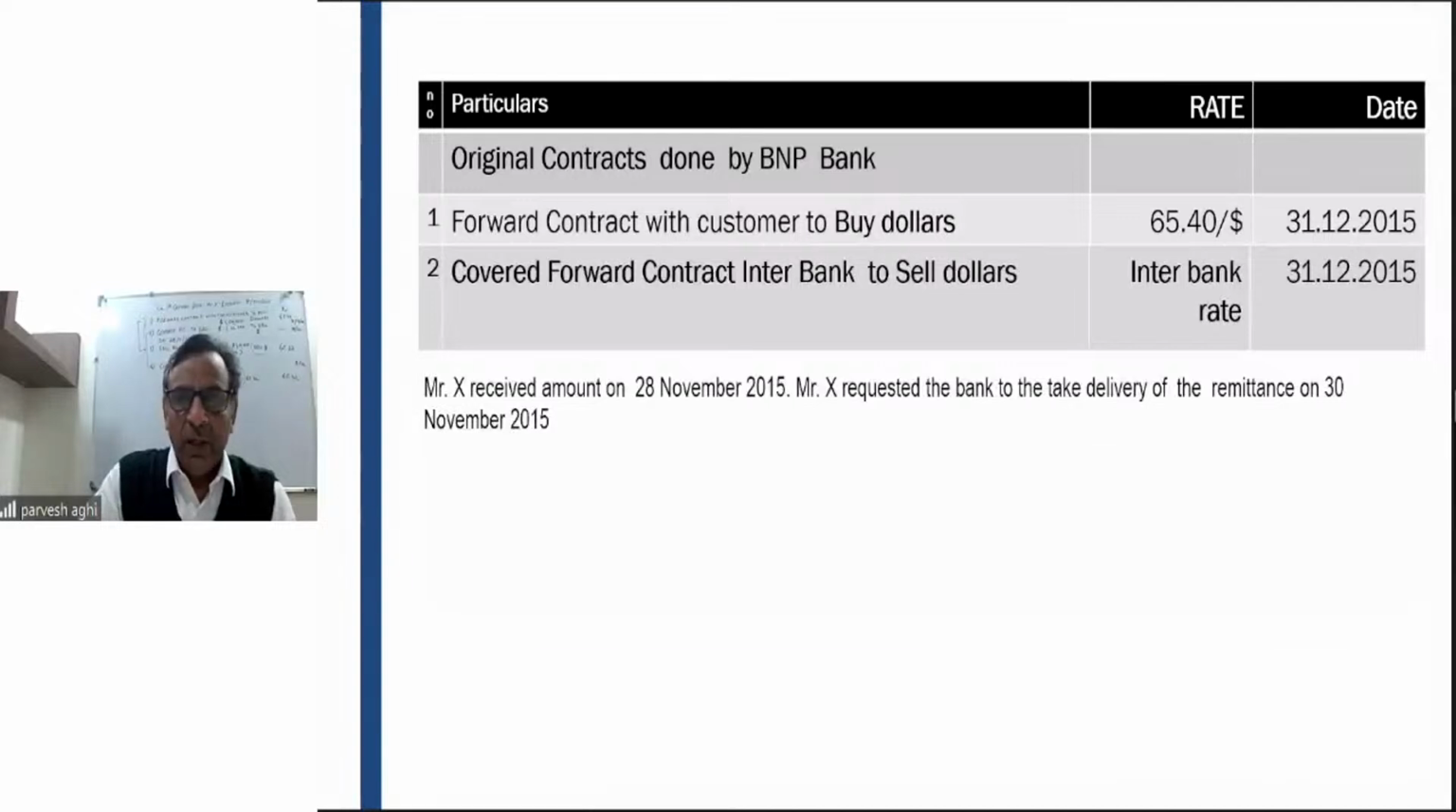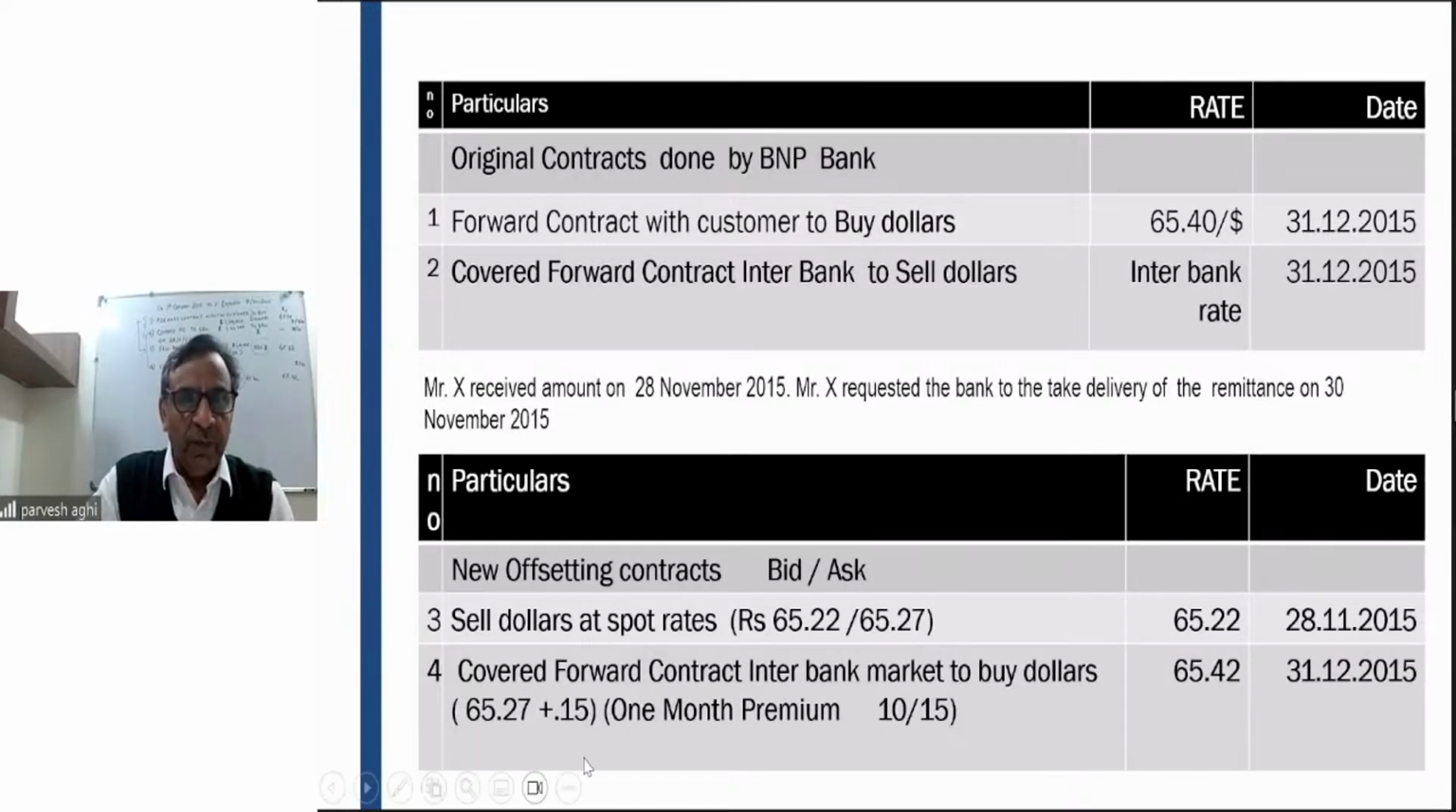So which means that the forward they are going to do on due date is 31st of December. So this transaction is going to happen on 31st December. So they're going to have another transaction where the due date is 31st December. Now they are going to buy US dollars. Earlier they have sold, now they buy. And they buy at 65.27 plus 0.15. So that means they are going to buy the dollars at 65.42, which will close the second transaction.